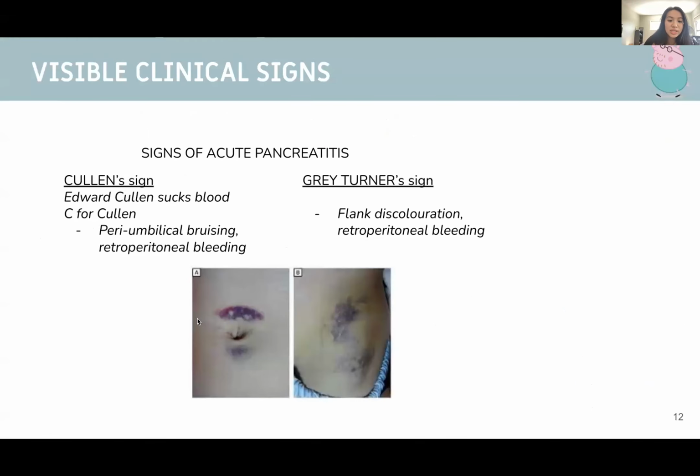These bruising means pretty much retroperitoneal bleeding. So I think C shape for Edward Cullen.